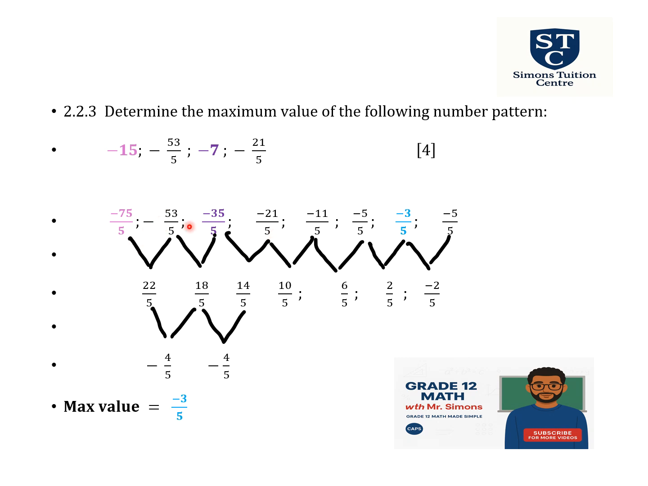So now I have negative 53 minus negative 75, which gives me 75 minus 53, which is 22. Negative 35 minus negative 53, 53 minus 35 gives me 18. And then negative 21 minus negative 35, 35 minus 21 gives me 14. Right, so there 22, 18, 14. I'm taking 4 away, so minus 4 over 5, minus 4 over 5. Now if I continue with this, adding, there subtract 4, 10 over 5.